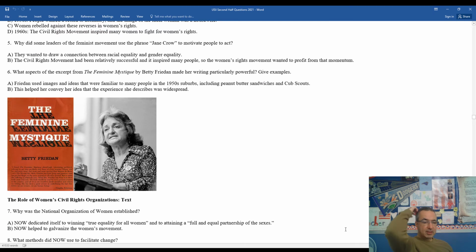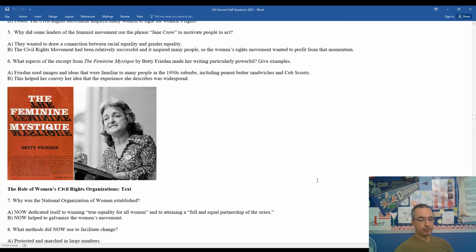Seven, why was the National Organization for Women established? Now, a good name for an organization, because when do women want equal rights? Now. When should these changes occur? Now. When should we stand up for our rights? Now. So this dedicated itself to true equality for women, attaining a full and equal partnership of the sexes. NOW helped to galvanize or bring together large numbers of women during the women's movement.